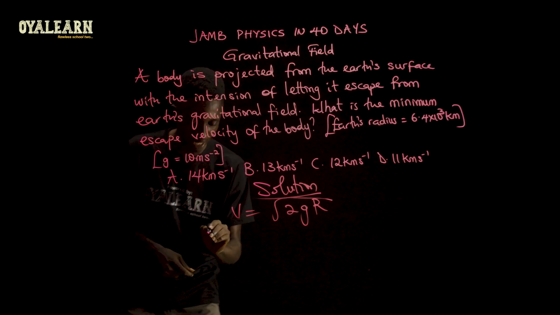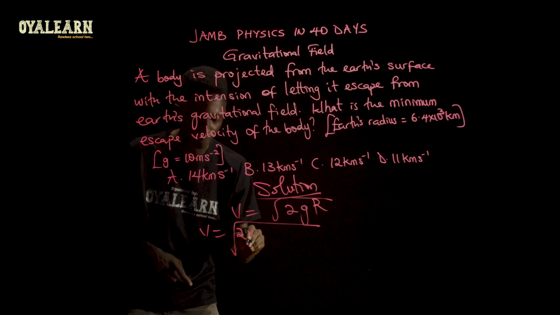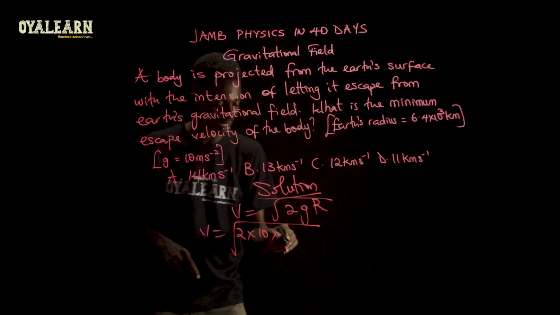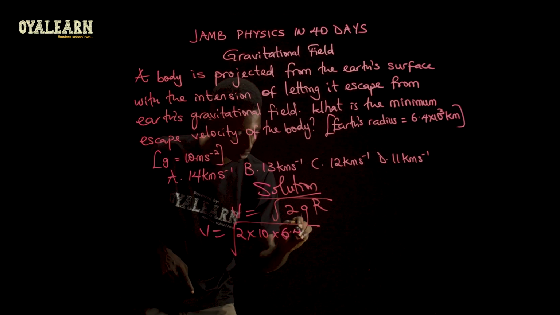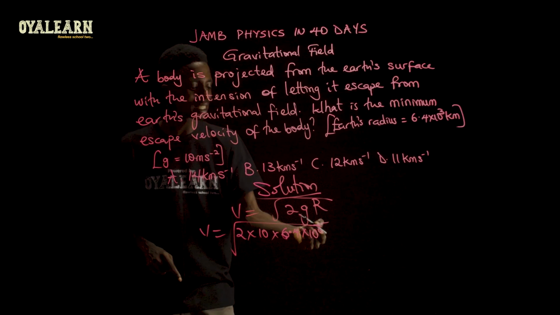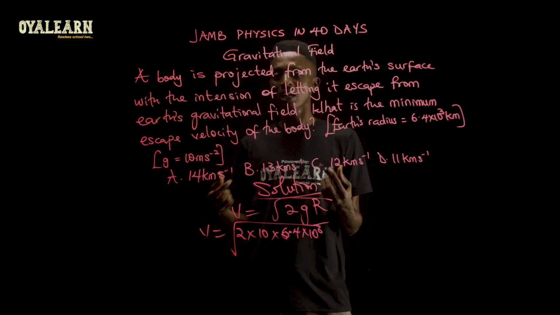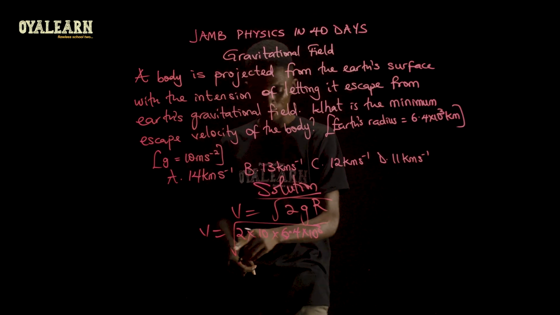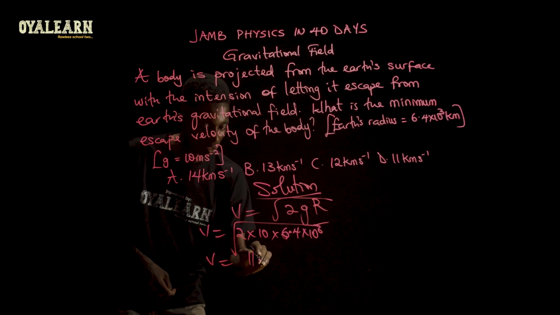So to solve it, we'll say V equals the square root of 2 multiplied by G, which is 10, multiplied by R. Now this R will be written as 6.4 times 10 raised to power 6. Now, why is it 10 raised to power 6? Because you have to multiply this by 1000. And 1000 is 10 cubed, and of course, 3 plus 3 will give you the 6 that we have here. Now, all you have to do is just compute this.